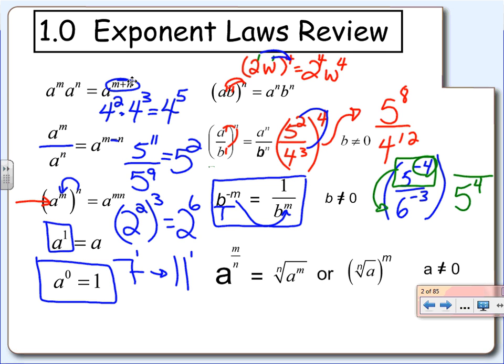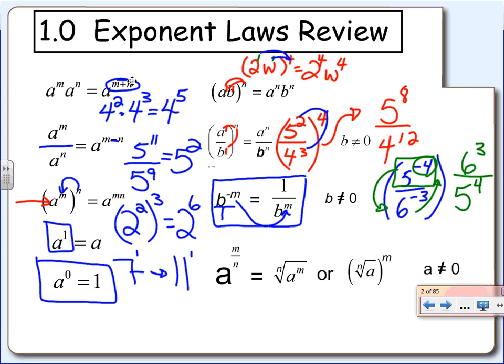The one on the bottom that's negative is going to go to the top to become positive. So it's going to become 6 exponent 3. Okay, positive 3. So they're in opposite places of your fraction, one on top, one on the bottom. So literally you just flipped it.